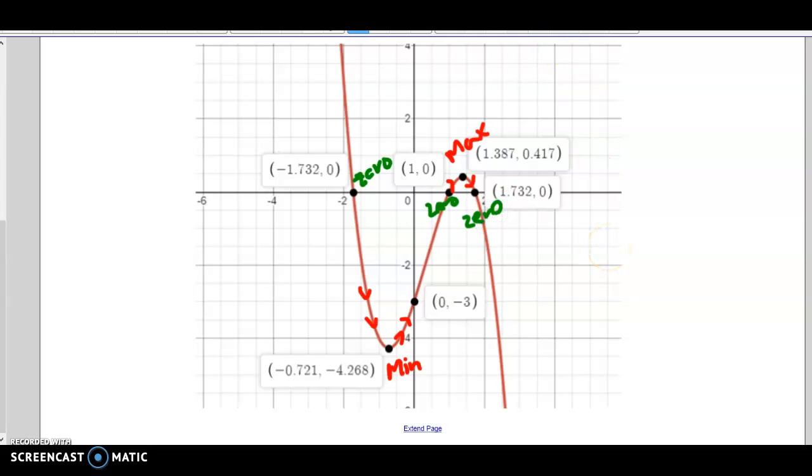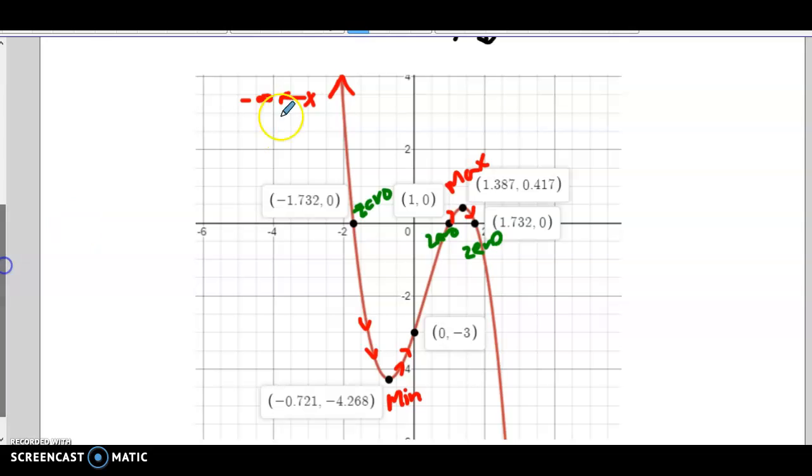Let's talk about end behavior of this function. Even though there's no arrows on it, end behavior, here's the left arrow. So let's talk about what this function's doing on the left arrow. X on the left arrow is going left. And the furthest left we can go is negative infinity. X on this arrow, Y on this arrow. So as X goes to the left, Y is going up forever.